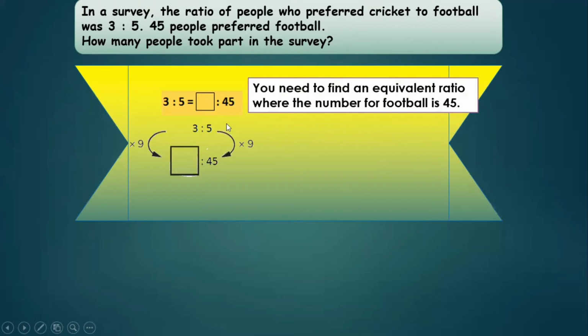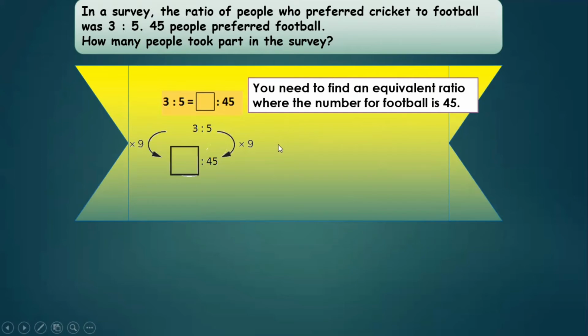So to find an equivalent ratio, we find the relation. What is the relation between 5 and 45? We need to multiply 5 by 9, or we can say 45 divided by 5 gives 9. So 9 is the common ratio.